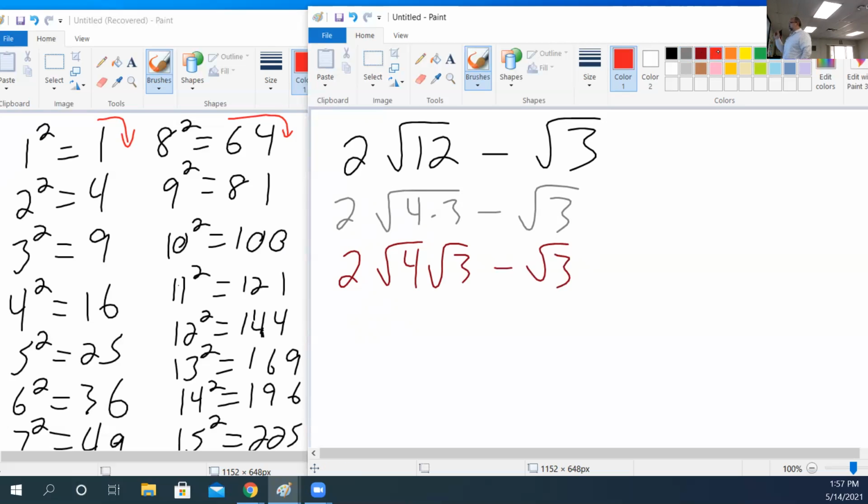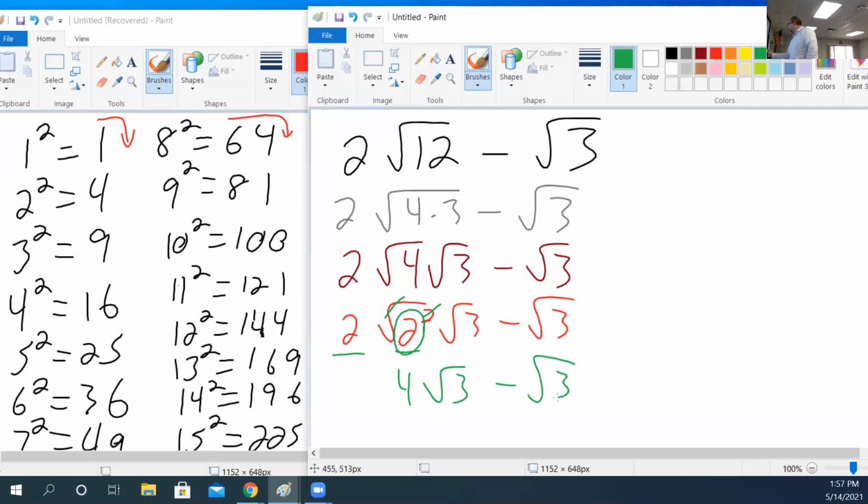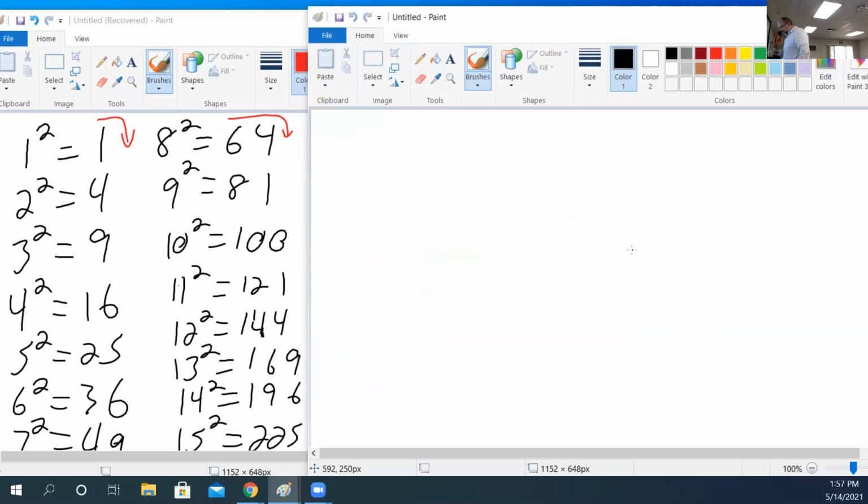And replace the 4 with 2 squared. Then, of course, the square cancels the square root. So we have the 2 out front: 2 times 2 is 4, square root of 3, minus square root of 3. Now you can subtract them because they have the same value. It's the equivalent of 4x minus x. That's 4 minus 1, which gives you 3 square root of 3. There we go. Hopefully you're doing okay. Just let me know if you have any questions.